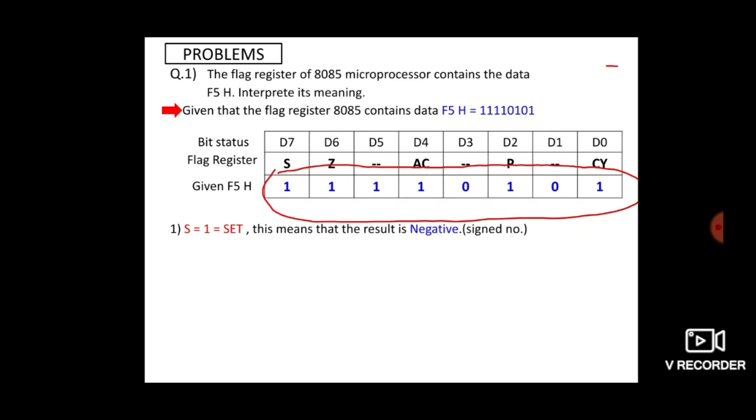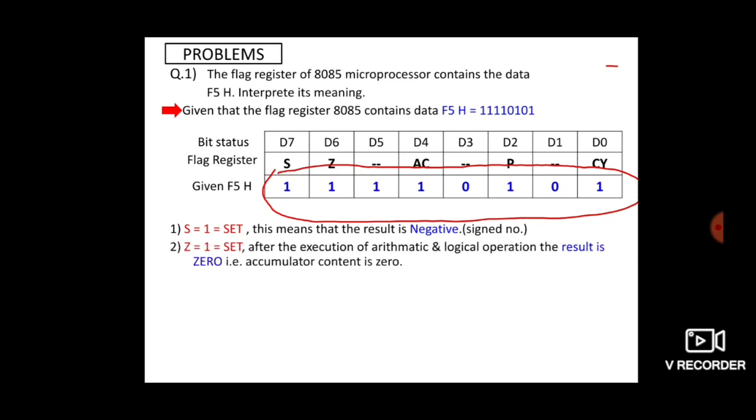Okay. Now see, first the sign flag: is it set or reset? Set, because in that column the value 1 is there. So the sign flag is set, which means that the result is negative. If 1 is there at the D7 bit, then the given number is a signed number or the result is negative. If bit D7 is 0, then the number is considered a positive number. But at the D7 position 1 is there, so the number is negative. Understood, students?